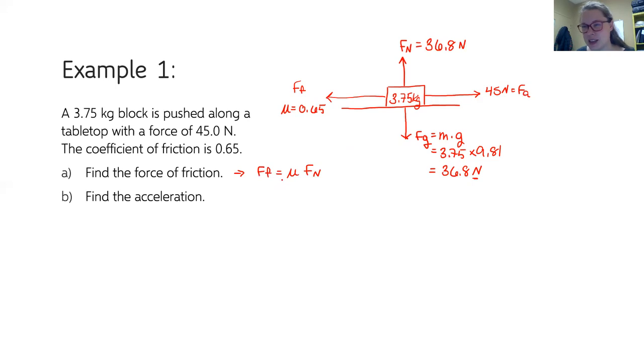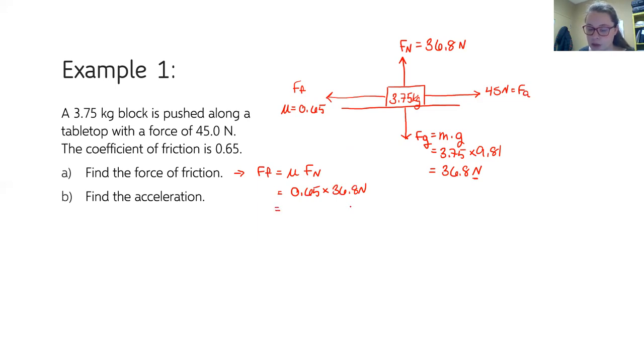Some people use a little n and a capital N. You could do that, but think about the context of the question. In this case, it's normal force. Okay? So the force of friction, we know what this mu is. That's our coefficient, so 0.65. It has no unit, times the normal force of 36.8 newtons.